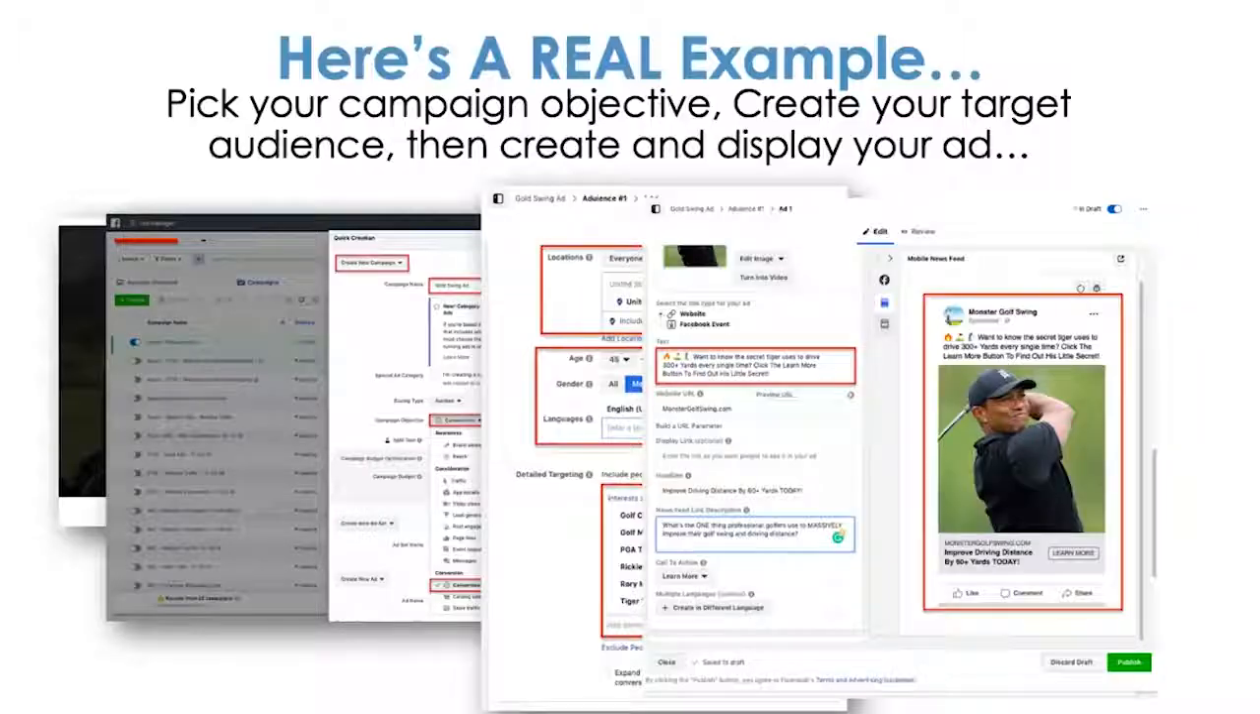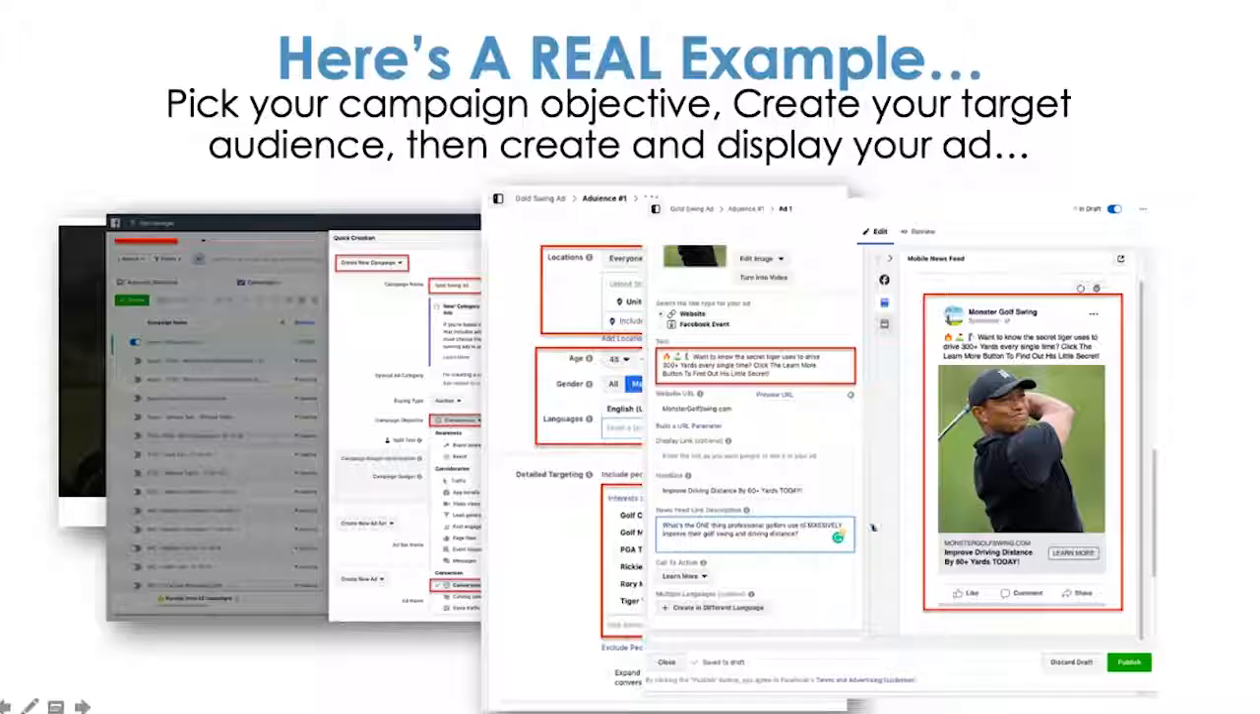I'm interested in improving my golf swing, right? So I'm going to go ahead and keep on reading. Then it says, "Click the learn more button to find out his little secret." In any advertisement, you always need a call to action. So at the bottom, I also have, "Improve driving distance by 60-plus yards today."